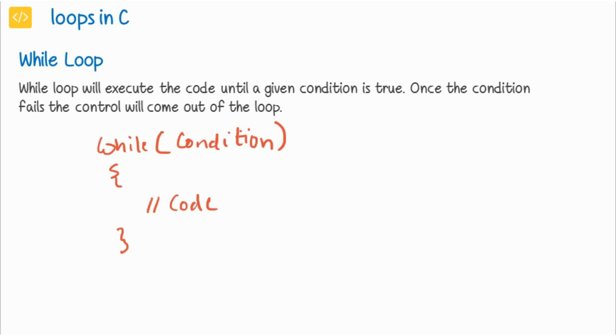During the execution of the code, system initially checks if the condition is true. If the condition is true, the code will be executed. If the condition is false, the execution will stop and the control will move out of the loop and the code will execute further.